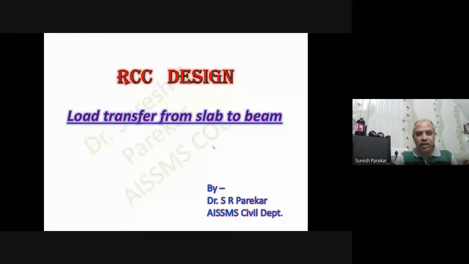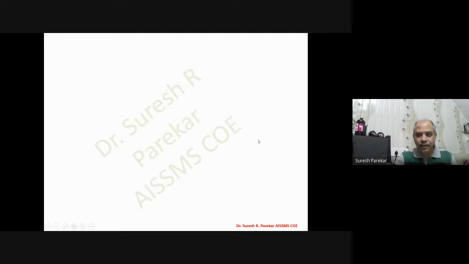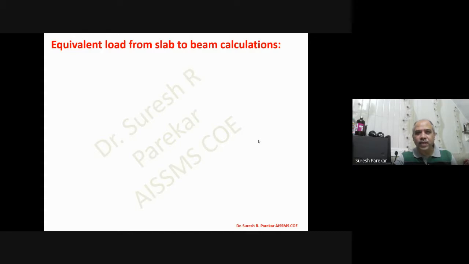In today's lecture, we are going to see load transfer from slab to beam. Now, the equivalent load from slab to beam we have to calculate to design the beam. Now, load from slab to beam.